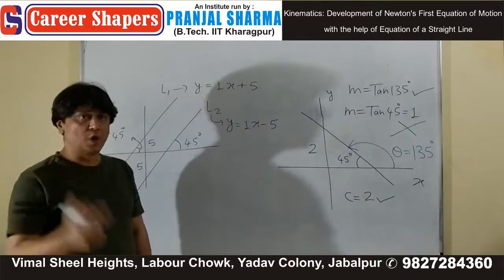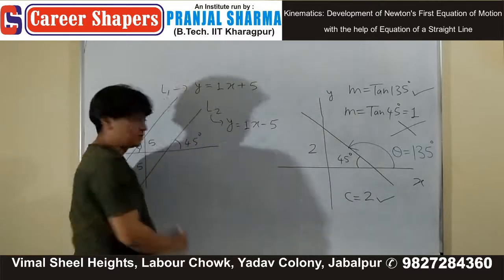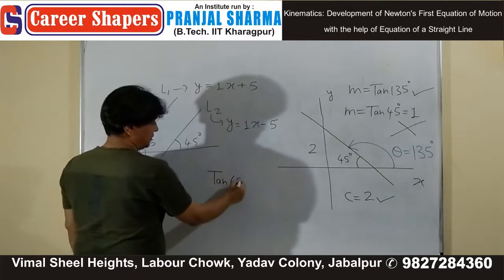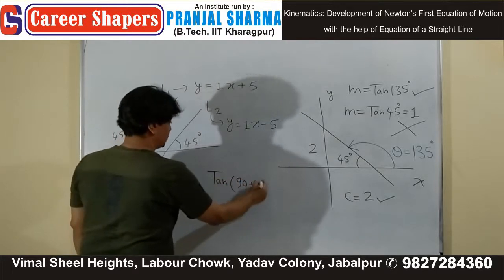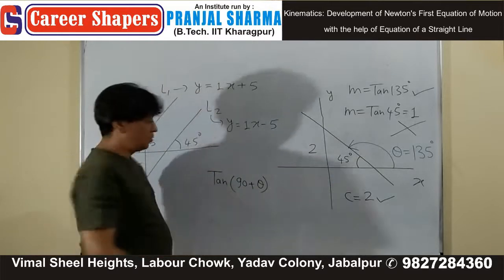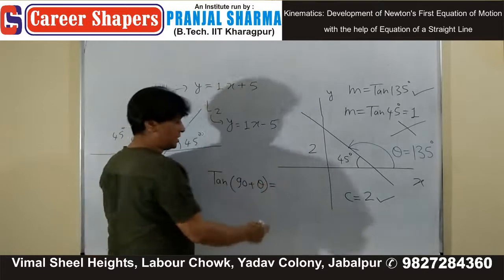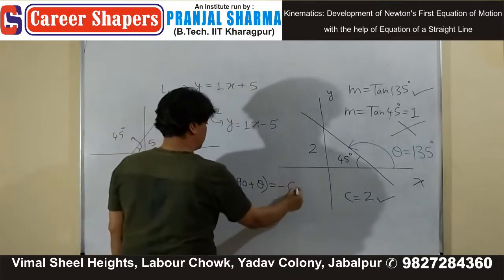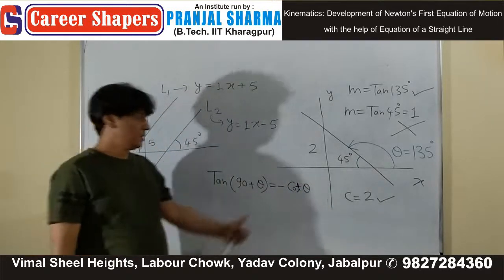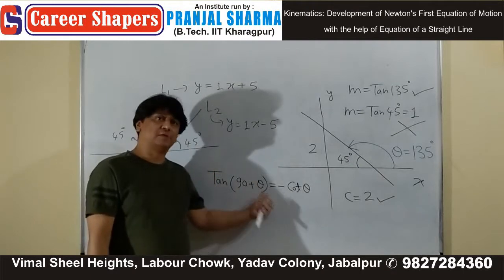But now we need tan of 135. And we have already done things like this. Tan of 90 plus theta. Not this theta, it's a formula. What is tan of 90 plus theta? Remember, minus of cot theta.